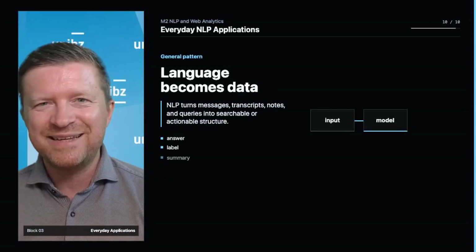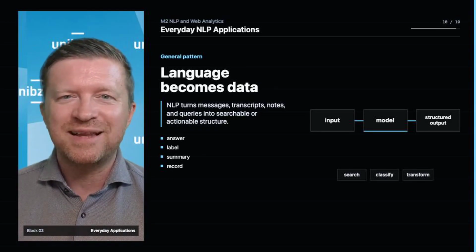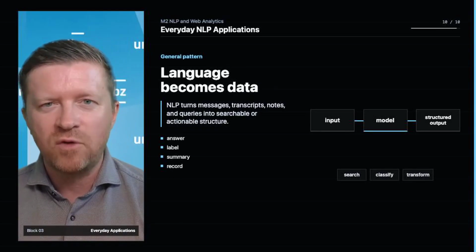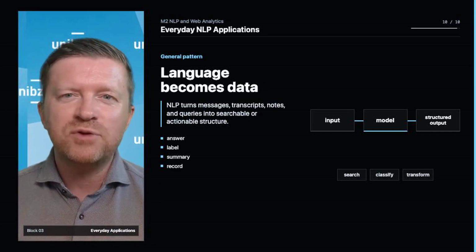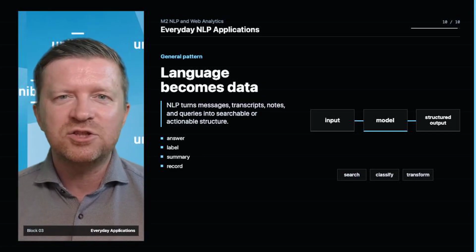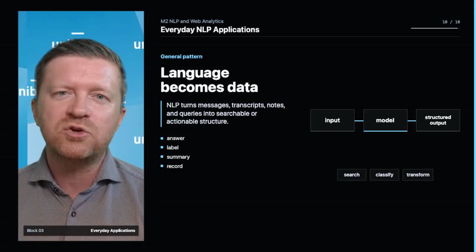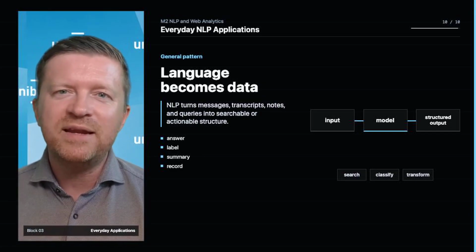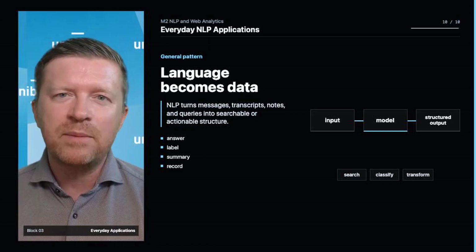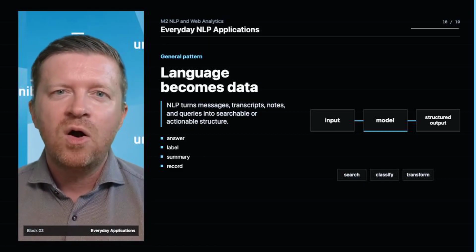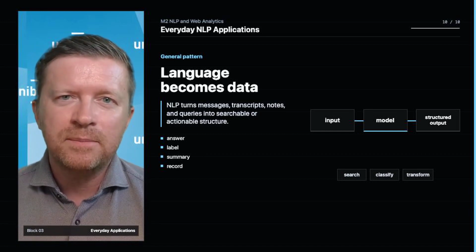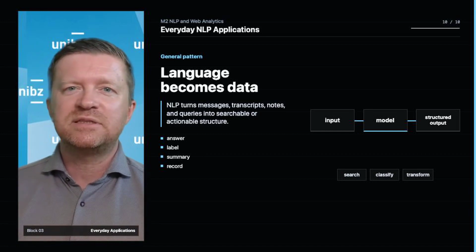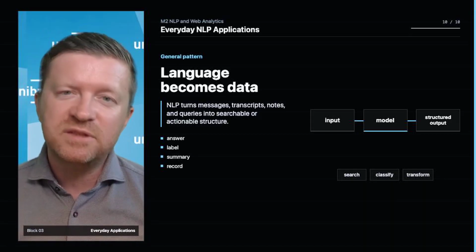Notice that all of these examples involve the same underlying move. Language becomes data that the computer can search, classify, summarize, or transform. The input may be a spoken request, a meeting transcript, a customer message, a medical note, or a search query. The output may be an answer, a label, a summary, a translation, or a structured record. Once you see that pattern, many NLP applications start to look less mysterious.